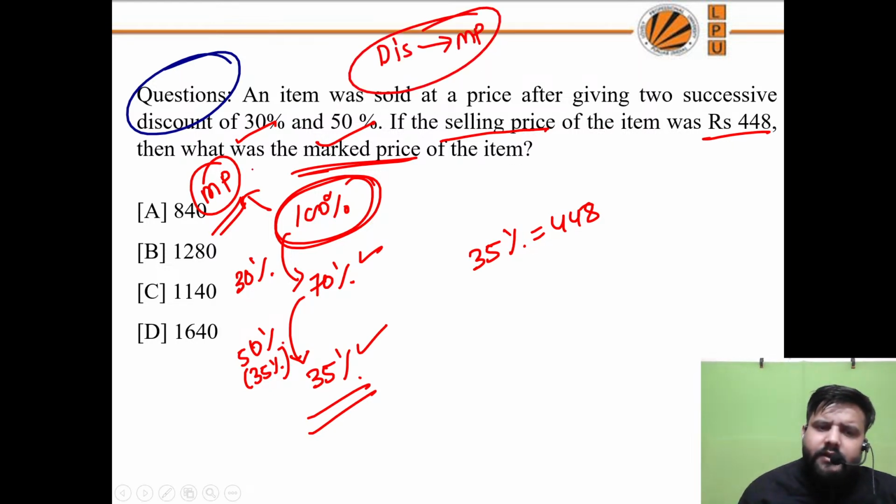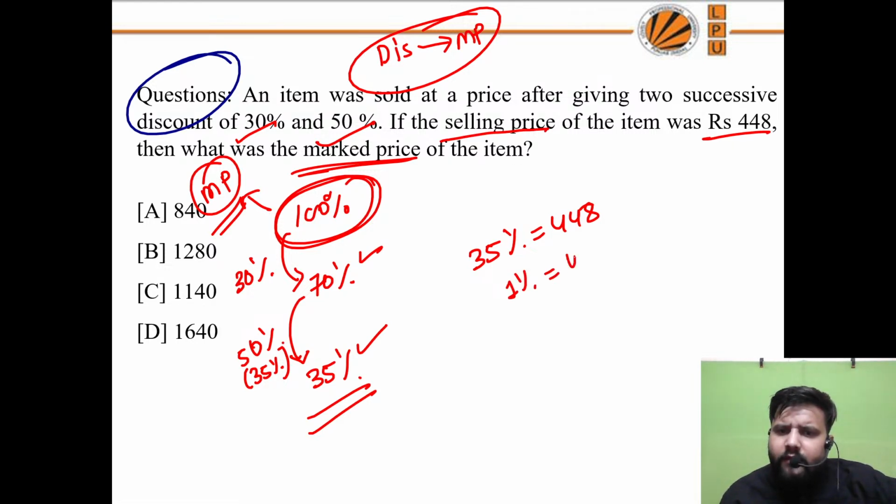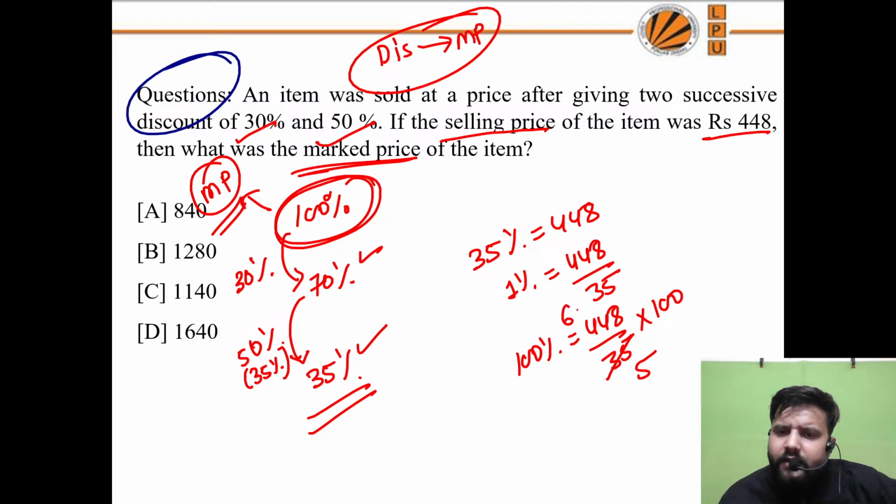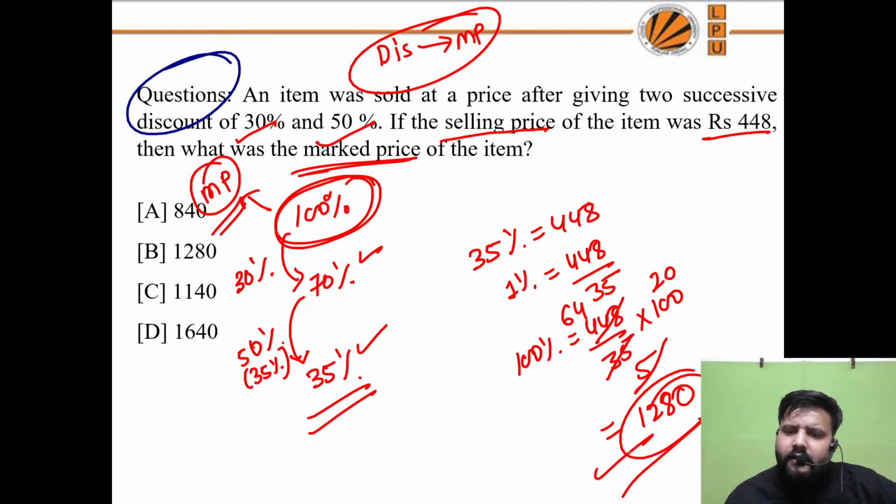So here you assume 100% as marked price. So 1% from here would be 448 divided by 35, and marked price is 100%. So the value of marked price would be 448 divided by 35 into 100. So 7 will cut at 5 times. 7 6 is 42, 7 4 is 28. 5 will cut at 20 times. So 64 into 2 will give you 1280, which is the marked price of this article.